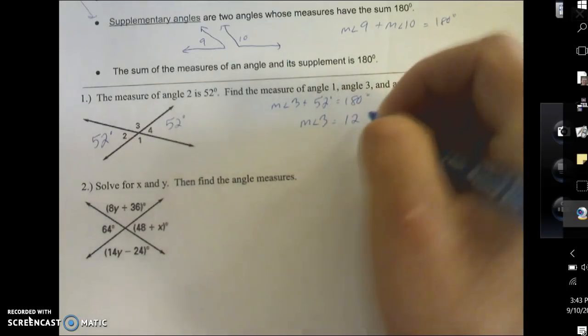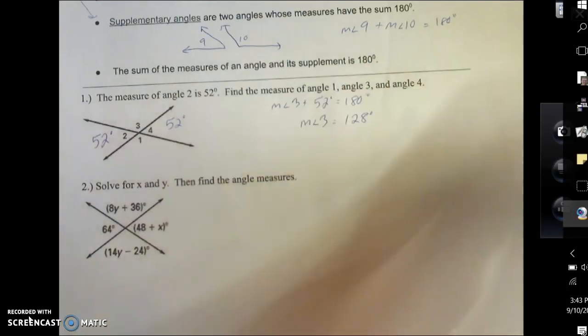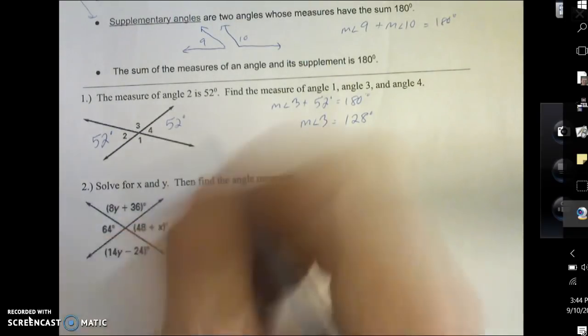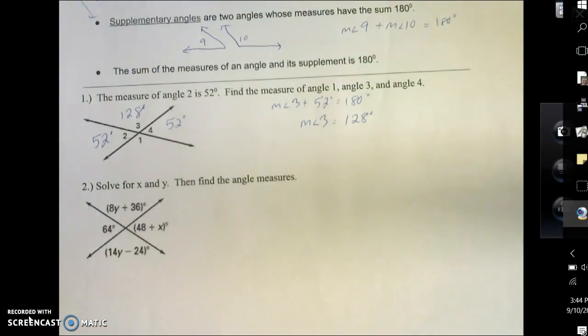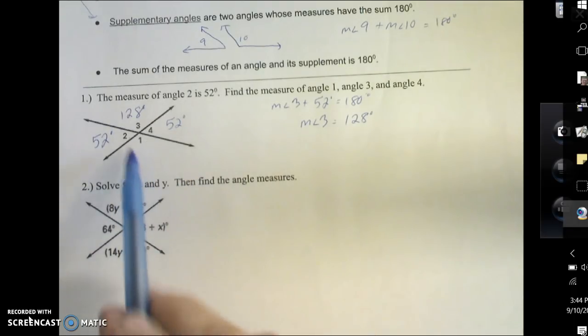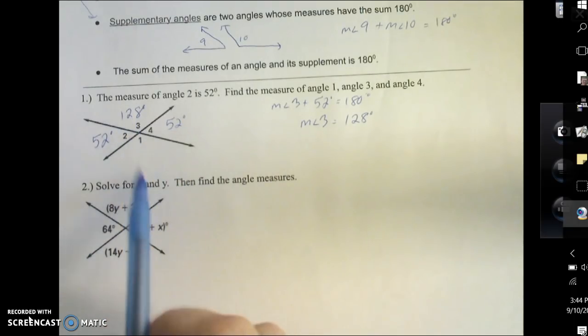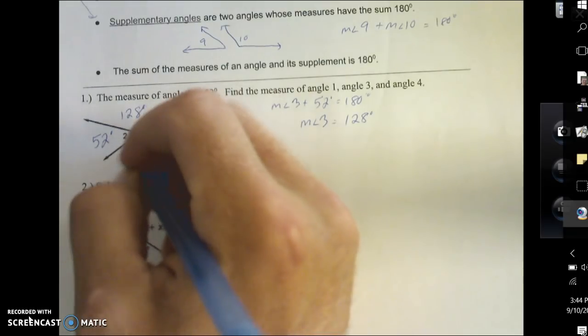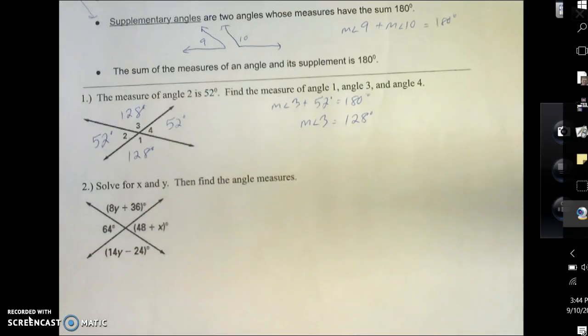Okay, and I'm left with 128 degrees. Very nice. Boom, so this is 128 degrees. All right, I'm really close to finding all my angles, but I want to find angle 1. Well, don't overthink it. 1 and 3 are vertical angles as well. So if this is 128, this must be 128. And all is good.